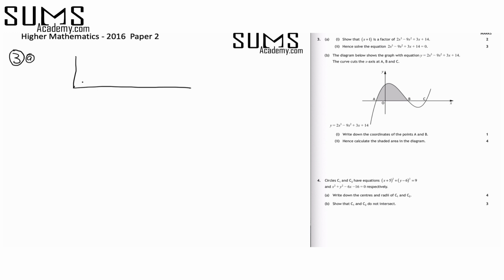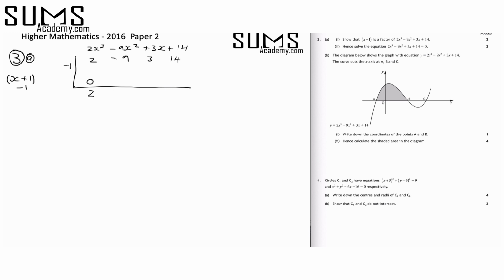Okay. So if x plus 1 is a factor, then we know that we want to be using minus 1 on the left hand side here, and then we want to put in our coefficients. So we have 2x cubed minus 9x squared plus 3x plus 14. So we have 2, minus 9, 3, and 14.